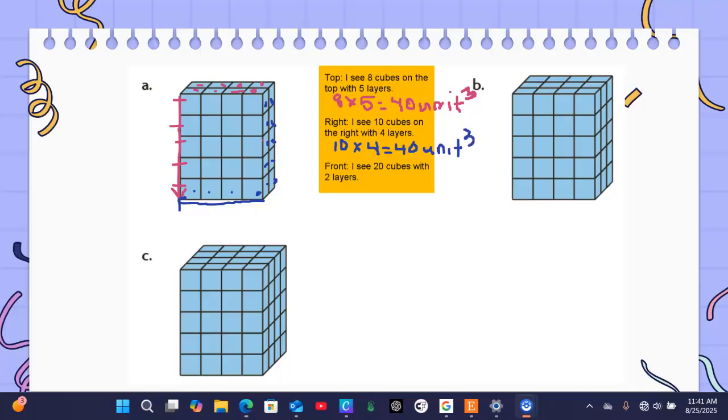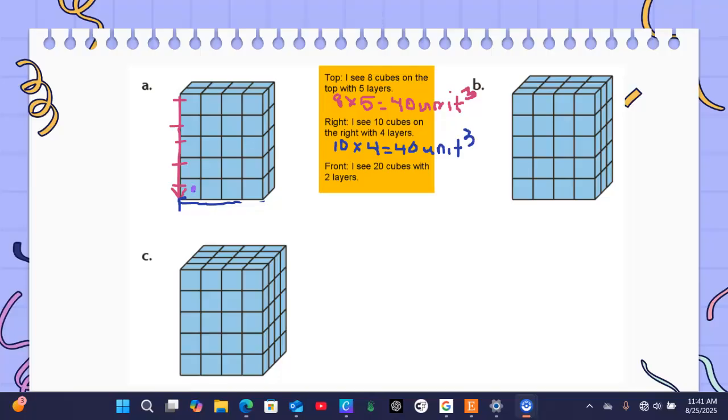Now let's go to the front. Let's change our color. Let's go with purple. So we have our top. We went to our right. Let me erase some of this so you're not confused. So we are going to our front now.